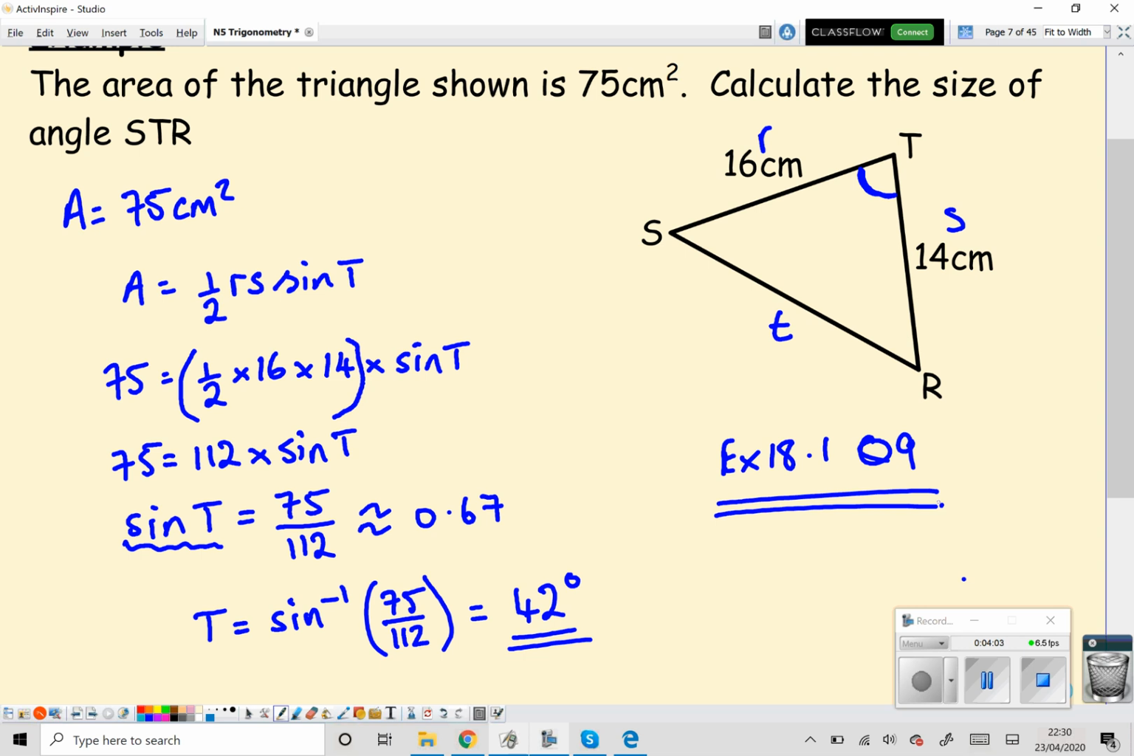The next video that we do, we're going to have a wee look at the sine rule, and we're going to get that introduced and look at how we use it to calculate a missing side.